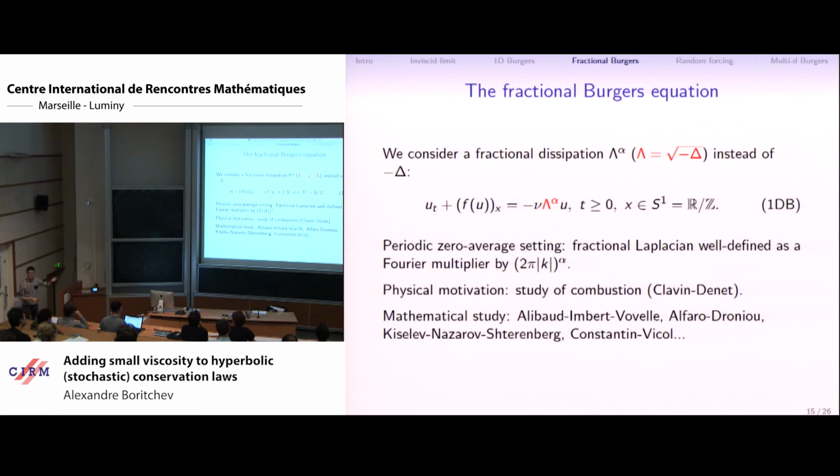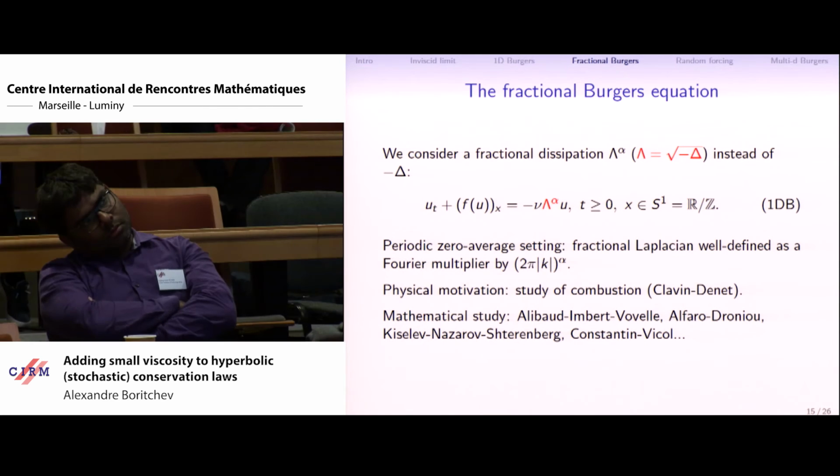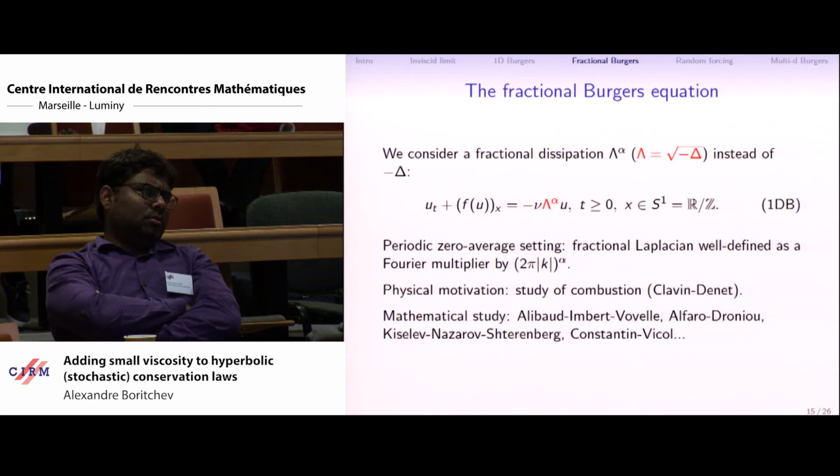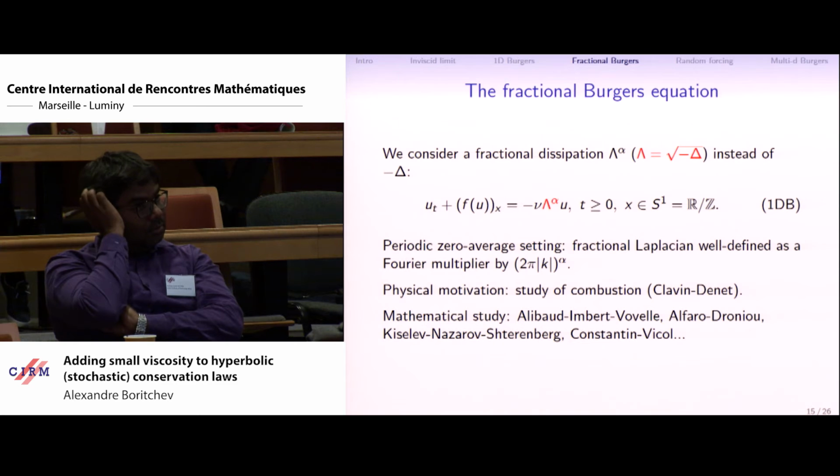Boris, you can tell me if I missed some important reference on the subject, but there was a paper by Alibois and Bervauvel, then later Alfaro-Drogneau. There was a very important paper to which I will come back by Kiselov, Nazarov, and Shterenberg in the very delicate case when alpha is equal to 1. And there was a nice, more recent paper in 2012 by Konstantin and Vikol. And there's one paper which I really should cite, which is important, but it uses very different techniques, which I guess is why I forgot about it. It's Caffarelli and Alexis Vasseur here.